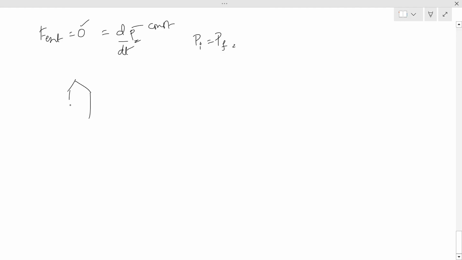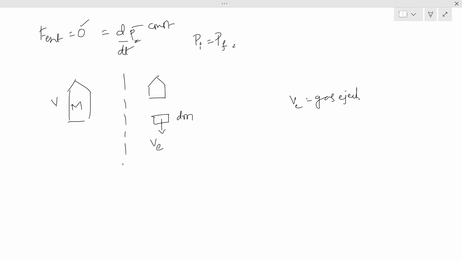So let us assume a rocket of mass capital M. Its velocity at that point is v. This is initial. After some time, the rocket will be releasing some part of gases outside. Let us assume this mass is dm. What is ejecting? That value is dm. Velocity of ejection will be ve. ve is the gas ejection velocity, but this is with respect to the ground. With respect to the rocket, we need to write.